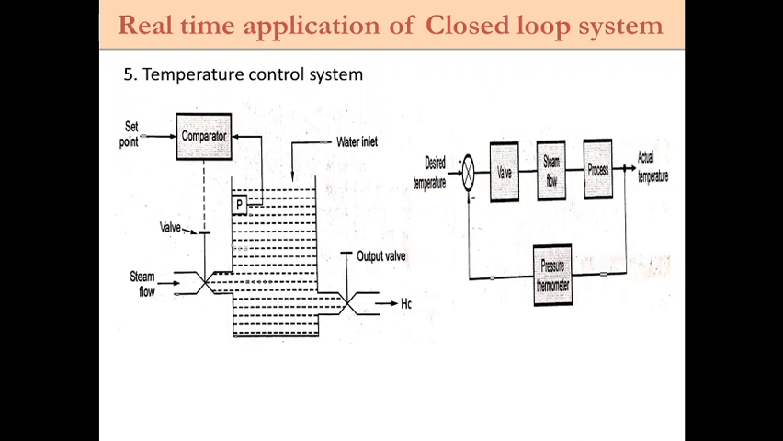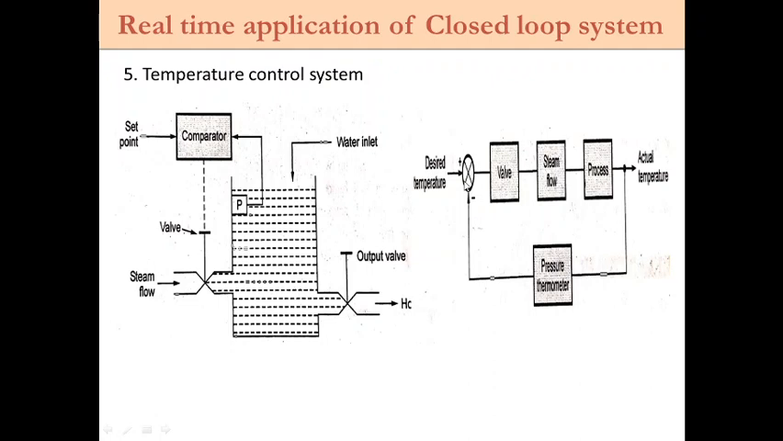Then this error actuates the valve which controls the rate of flow of steam, eventually controlling the temperature of the water. So if you see this block diagram, actual temperature and desired temperature, whatever the actual temperature is, it will be sensed by this pressure thermometer, and this signal will be sent to this error detector.